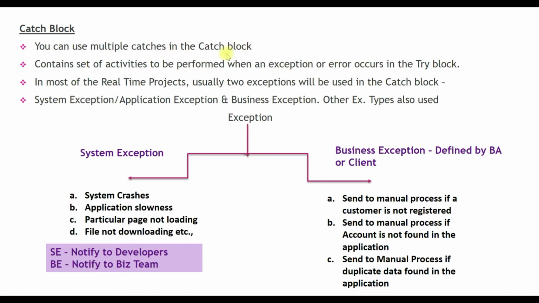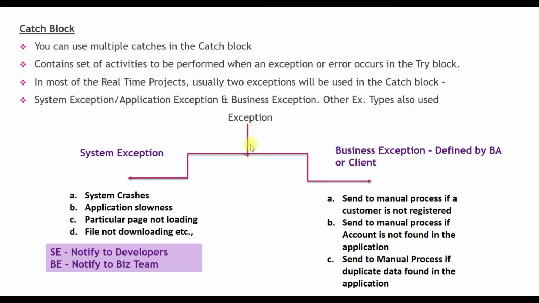In most real-time projects, usually two exceptions will be used in the catch block, that is system exception and business exception, because system exception can handle any kind of exception, that is selector not found exception, file not found, or any kind of exception. You can bring it under system exception. And also you can use other exception types based on your project needs.